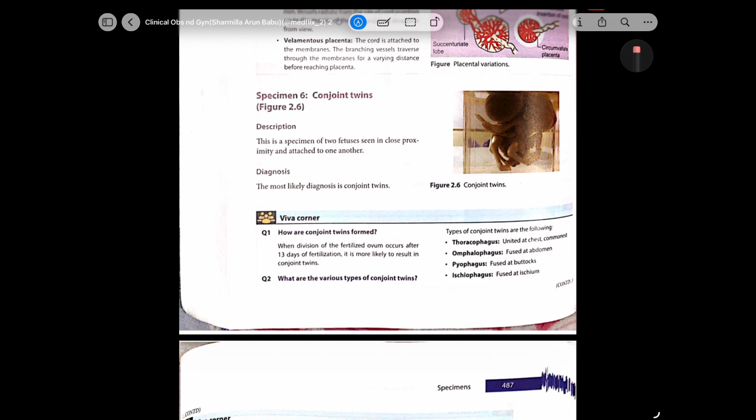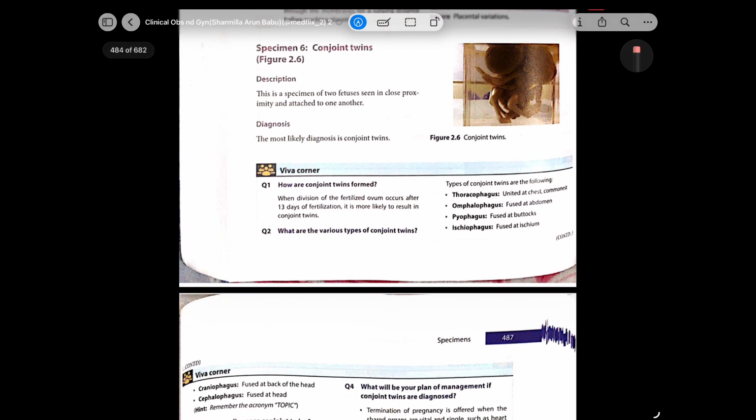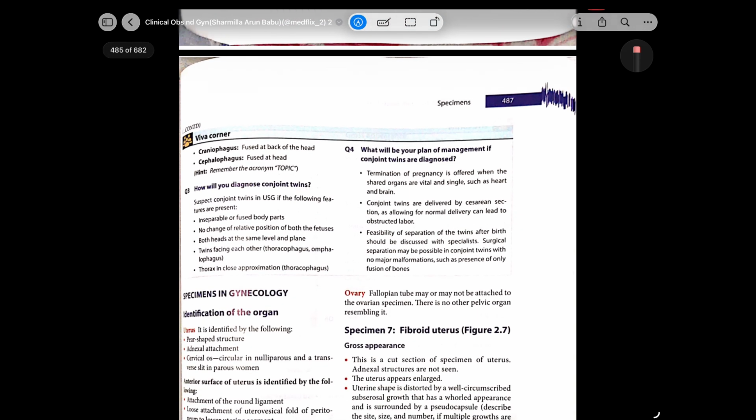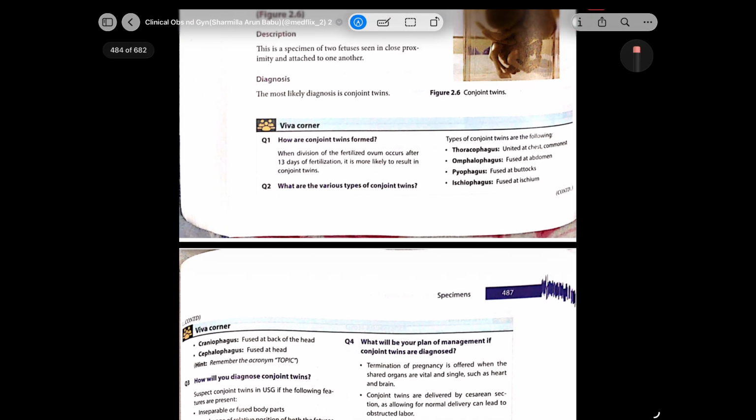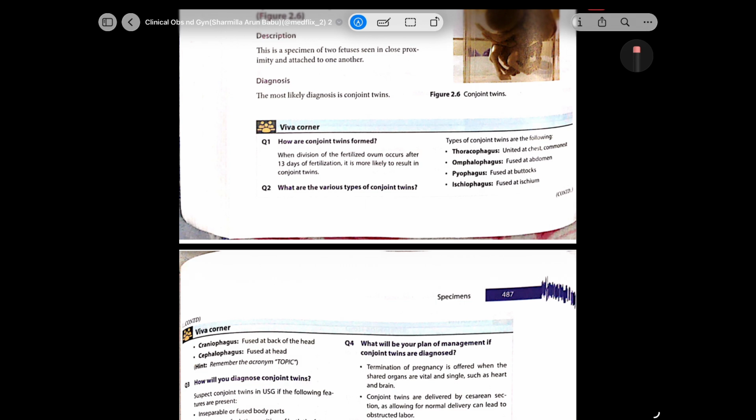When division of fertilized ovum occurs after 13 days of fertilization, it is more likely to result in conjoined twins. What are the various types of conjoined twins? Thoracopagus, united at chest, thorax. Omphalopagus, fused at abdomen. Pyopagus, fused at the buttocks. Ischiopagus, fused at the ischium. Craniopagus, fused at the back of the head. And cephalopagus, fused at the head. Remember the acronym TOPIC.